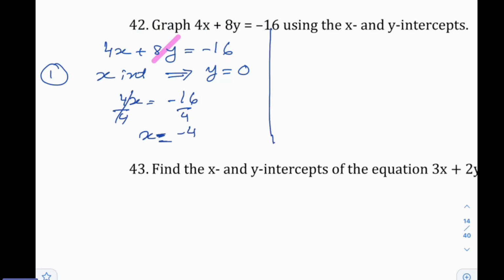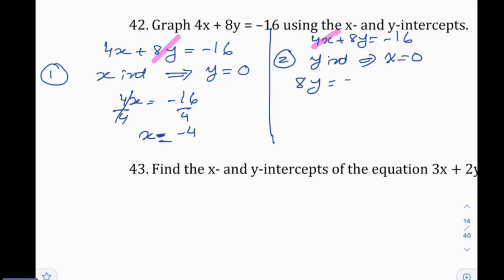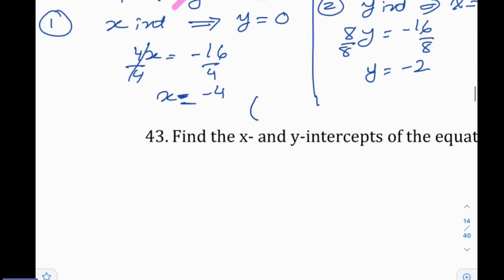The same equation now. I want to find the y-intercept. So you have to assume x is 0. For x is 0, that means this will be cancelled, and we have 8y is negative 16, and when you divide, y is negative 2. So this means the point here is (-4, 0), and here it is (0, -2).